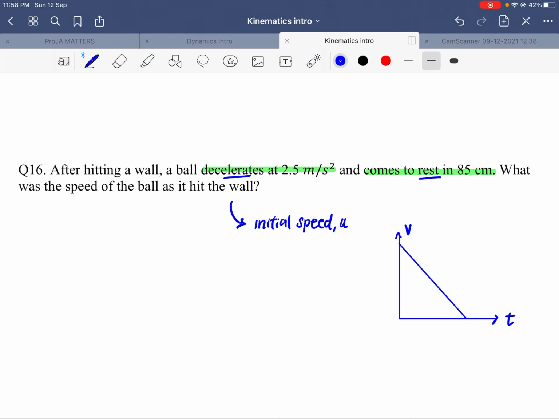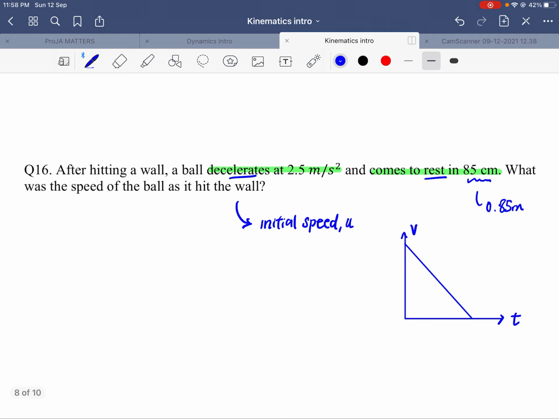Alright, we know that in a velocity time graph, the area under the graph is actually the distance traveled. And it says it comes to rest in 85 cm, except that for this one, we need to change to 0.85 meters because cm is not the SI unit for distance. Now that we have that, we know that the ball decelerates at 2.5 meters per second square. So using the equation, acceleration equals final velocity minus initial velocity over time, we can sub in that a is negative 2.5, the final velocity is 0 as it comes to stop, and u we just leave as U because that's what we're looking for. And then T, we just leave it as T.